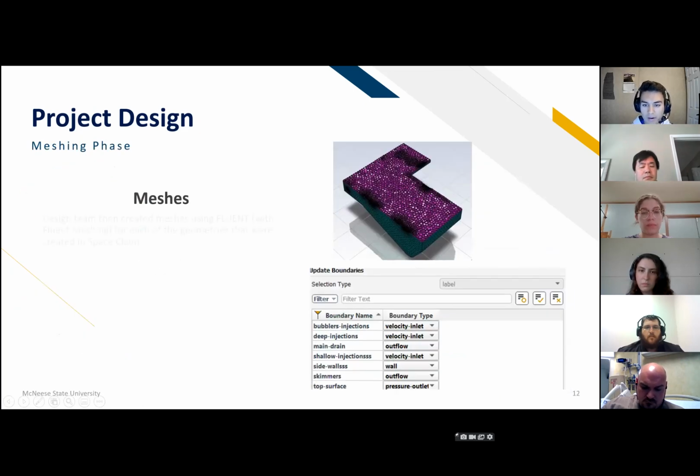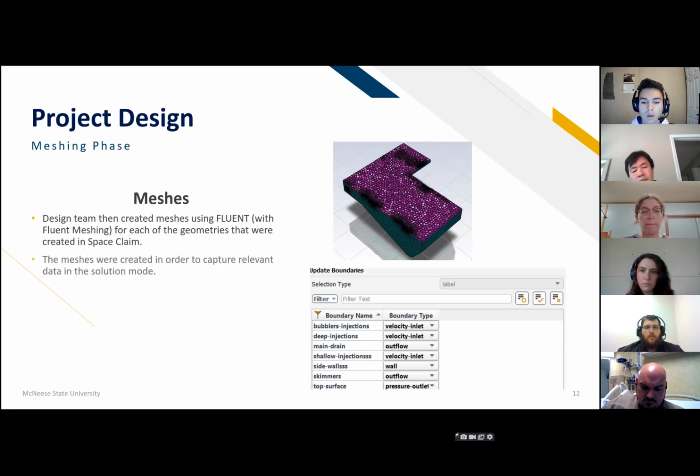Next, we're going to be talking about how the geometry was imported into the meshing phase from SpaceClaim. So the design team then created meshes using Fluent meshing for each of the geometries that were created in SpaceClaim. The meshes were created in order to capture relevant data in the solution mode.